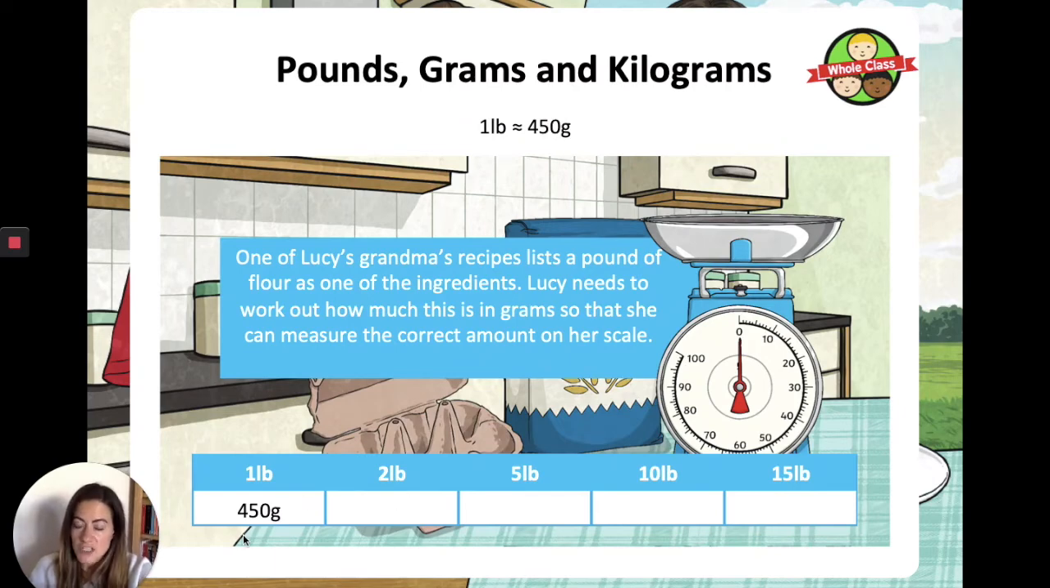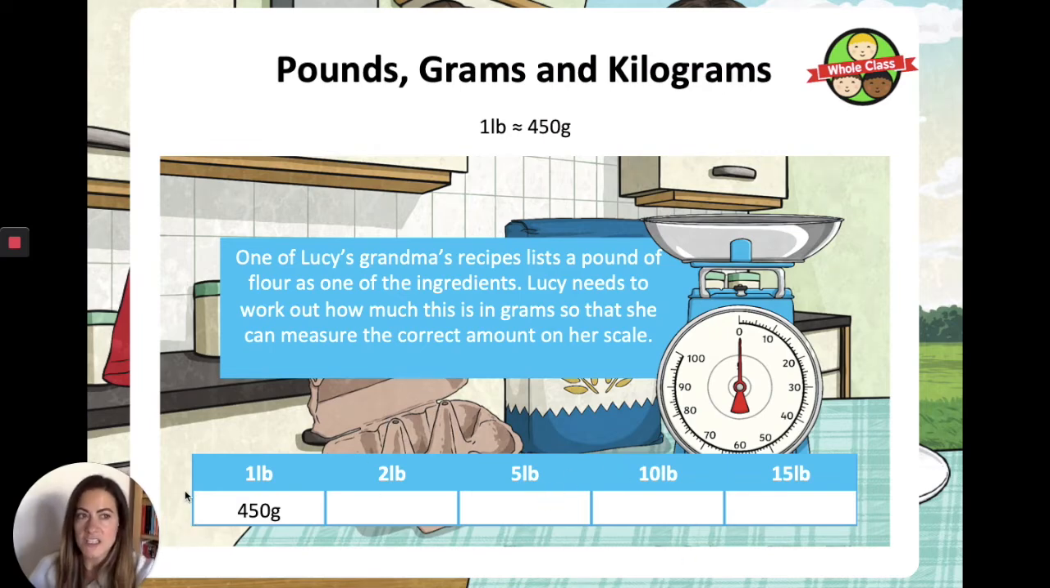So just like before, let's use what we know to find out what we don't know. So if we know that 1 pound is 450 grams, can you work out these missing numbers? If you want to, you can pause the video here and see if you can fill those in by yourself.